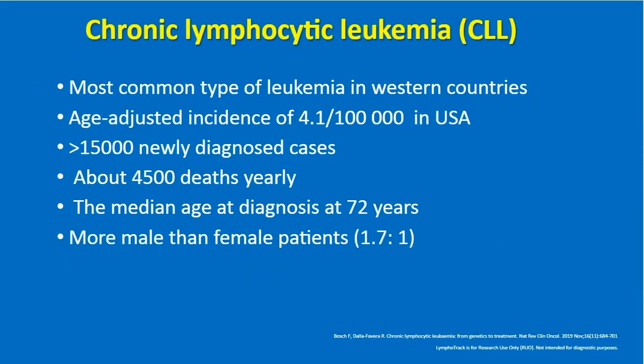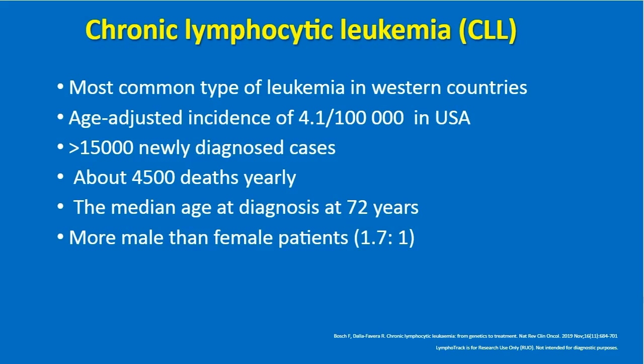As many of you are very familiar with what CLL is, but I'm just going to run through some basics so that we can have a good understanding. As we all know, CLL is one of the most common leukemias in Western countries. It represents roughly 30 to 40% of total leukemia diagnosed. The age-adjusted incidence in the US is roughly 1 in 100,000, with more than 15,000 newly diagnosed cases every year. And then, unfortunately, 4,500 deaths happen every year.